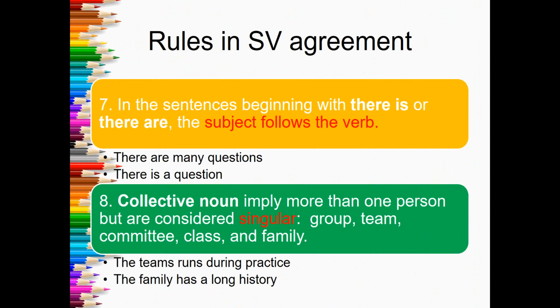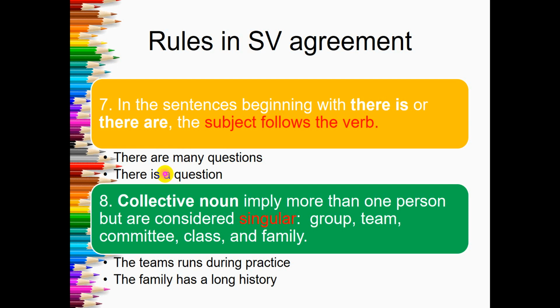Rule number 7. In sentences beginning with "there is" and "there are," you have to go with the nouns after the "there is" and "there are." If the noun is plural, then you have to use "are." But if the noun is singular, then you use "there is."